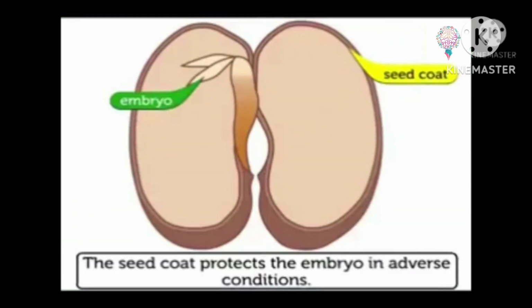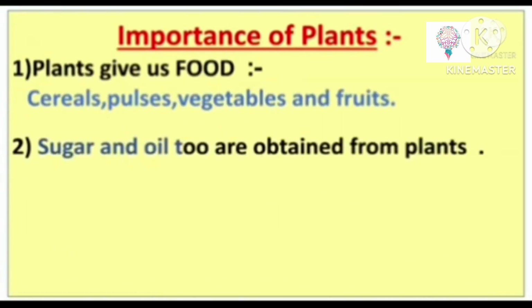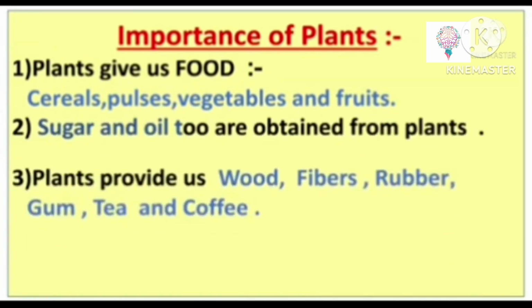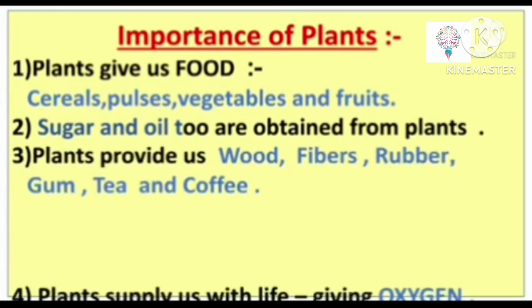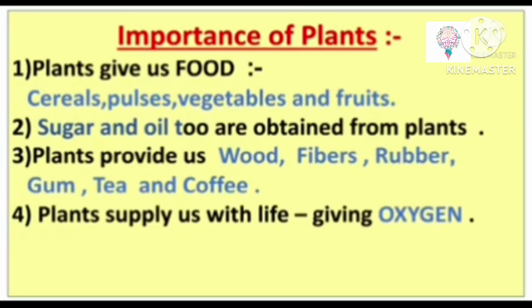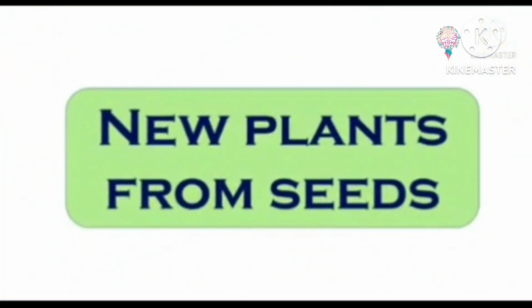The seed coat protects the embryo in adverse condition. Plants give us food like cereals, pulses, vegetables and fruits. Sugar and oil too are obtained from plants. Plants provide us wood, fibers, rubber, gum, tea and coffee. Plants supply us with life-giving oxygen too. Life on earth cannot exist without plants because we are interdependent.